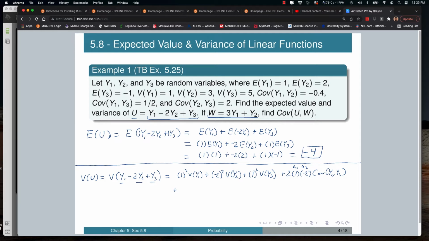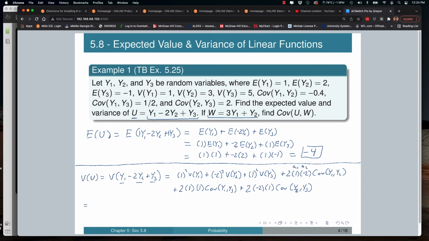Now we have to do a sub 1, a sub 3. So we do 2 times 1, the constant of Y sub 1, times 1, the constant of Y sub 3, times the covariance of Y sub 1 and Y sub 3, plus 2. Now we have to pair Y sub 2 and Y sub 3 together, so we take their constants: 2 times negative 2 times 1 times the covariance of Y sub 2, Y sub 3. So we just plug into this, and then we'll have our solution.